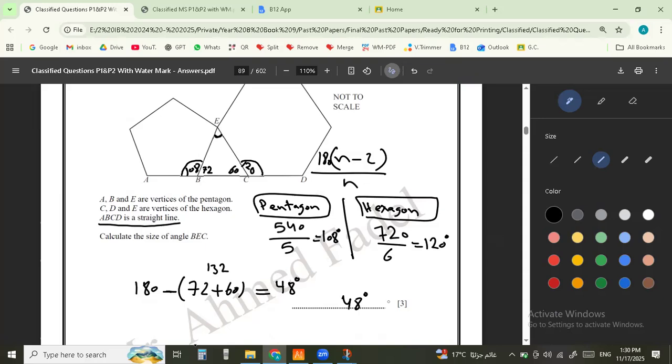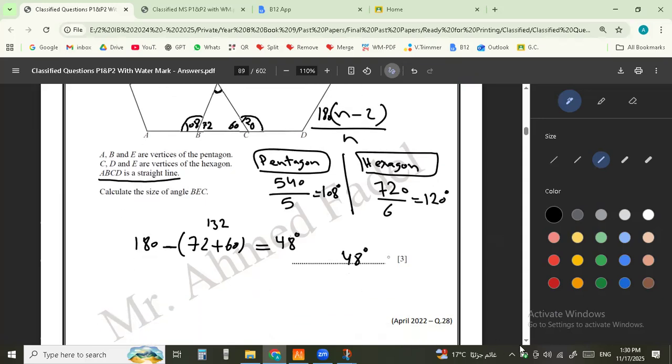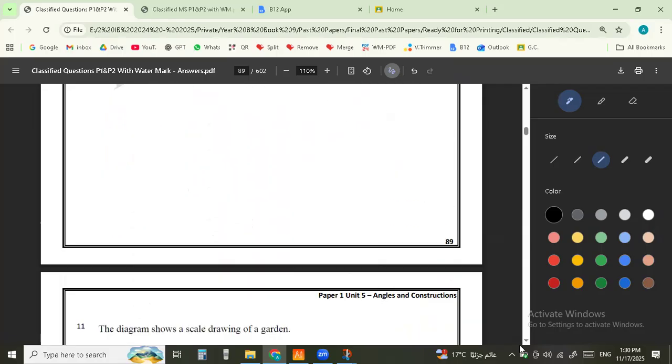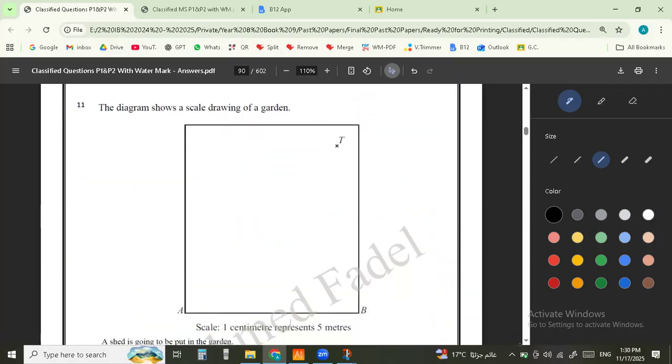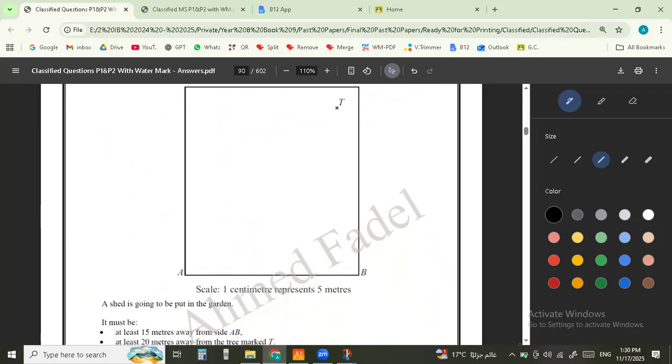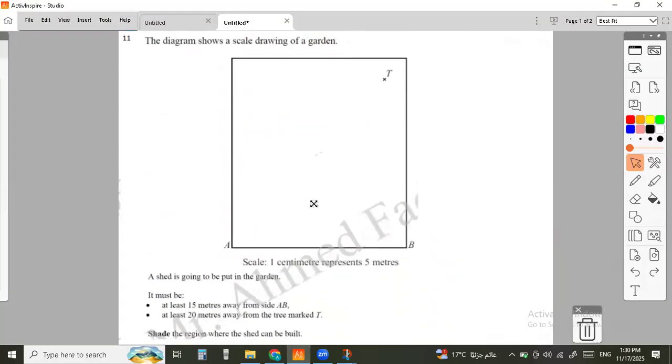All right, let's continue. This diagram shows a scale drawing of a garden. Let's read it from another application because we're going to need the compasses and a ruler. They're telling you that 1 centimeter represents 5 meters. And 1 centimeter in this drawing is actually 5 meters.